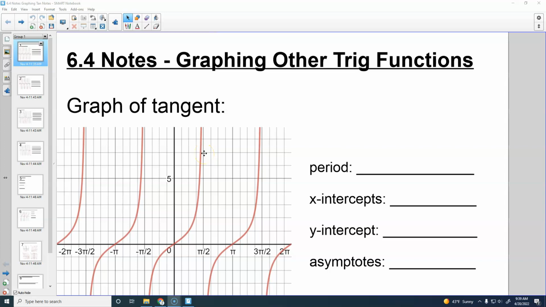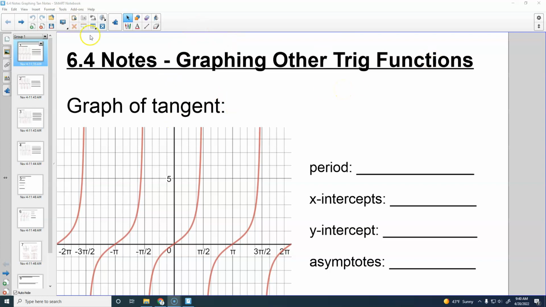So we need to look at the graphs of tangent, cotangent, secant, and cosecant. We're not going to spend a great deal of time with these because they are not nearly as useful as sine and cosine. Sine and cosine, you see uses for them in all kinds of things. Tangent, cotangent, secant, cosecant, those are not ones that are going to be as useful as far as modeling real world behavior. But we do have a general idea of what they look like.